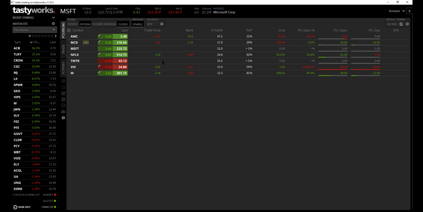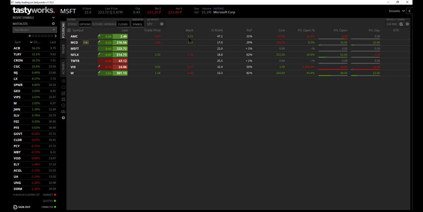Twitter is blank, but it is where the others are green, indicating that I closed a credit spread or some trade that was a credit. I have VIX in the green and W in the green, all of those indicating that they were opened for a credit. Now the next column says mark.